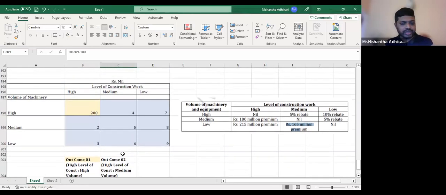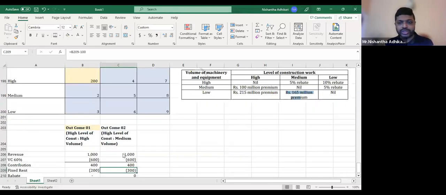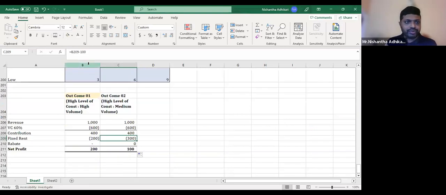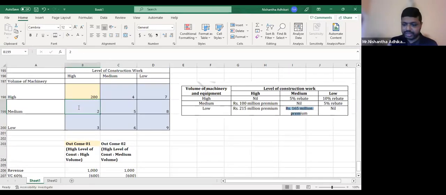Fixed rent, give me a second. You have ordered medium volume machinery. If it is medium, it is 150. So it should be 150. You have to pay for medium volume machinery, but an additional premium of 100. Then it should be 250 million. Net profit will be 150 million. Done. You will order low volume machinery, you have to pay machinery charge 60 million only, right?